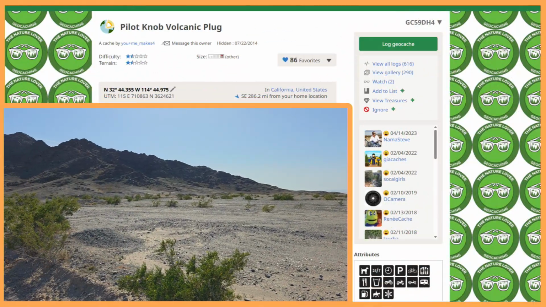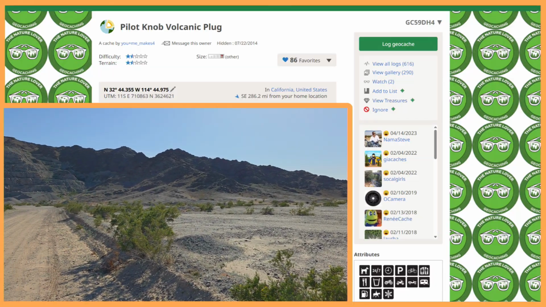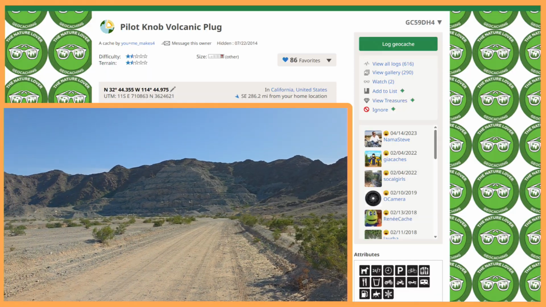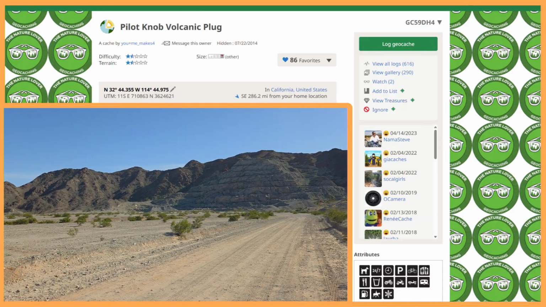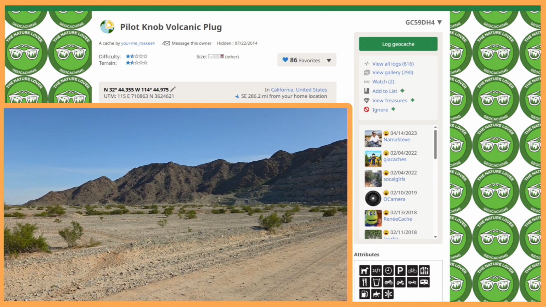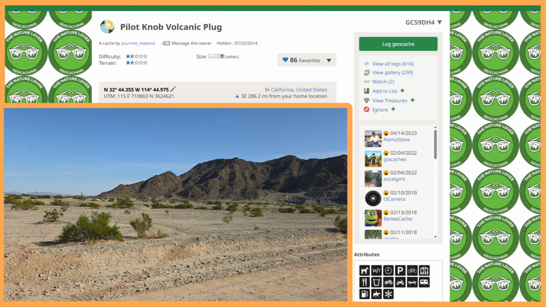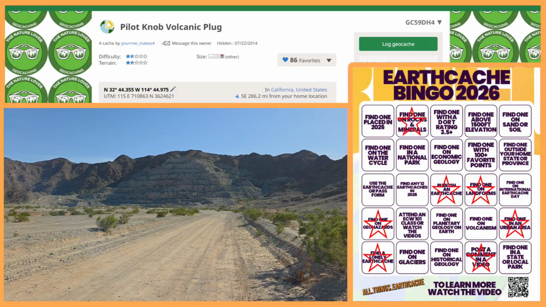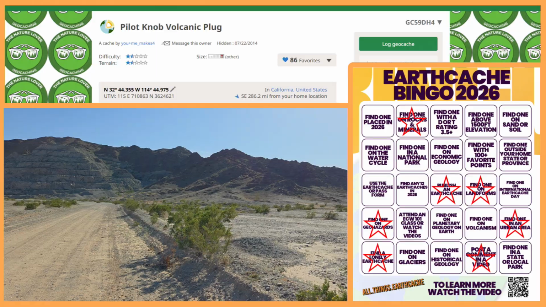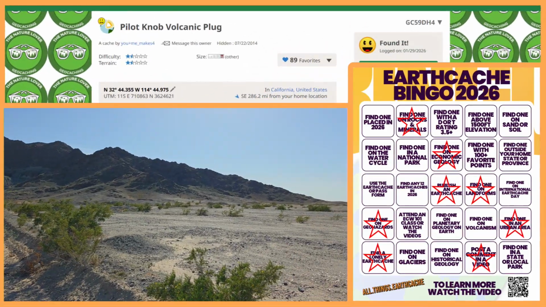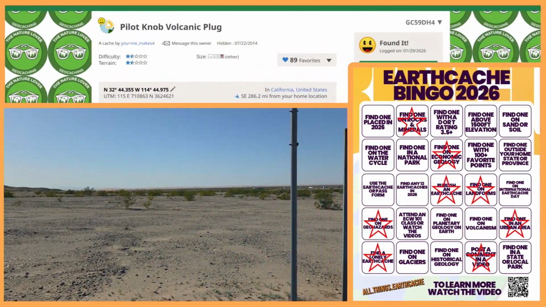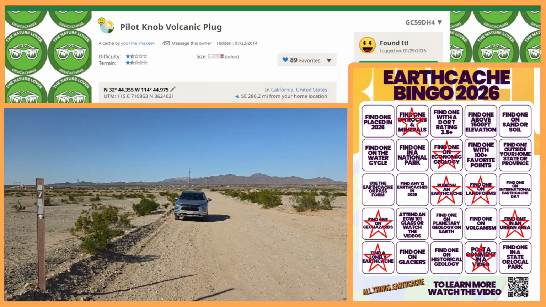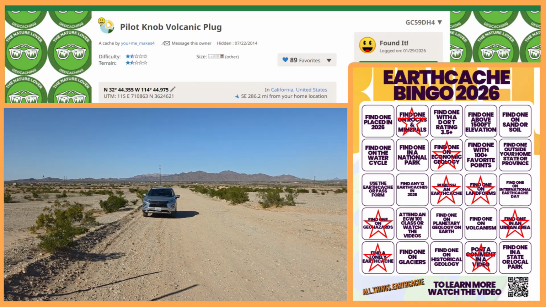So back to nature here, and we're looking at a volcanic plug. A volcanic plug means that the magma came up towards the surface, didn't break the surface, and then over time the surrounding area cleared off, and we have this little plug, and we can see that they are in fact doing some mining here, and both of those things are questions that we have to answer for the Earthcache. And I pretty much have done that already. So next stop is going to be Yuma, Arizona.